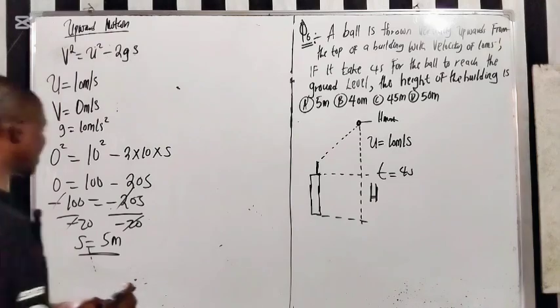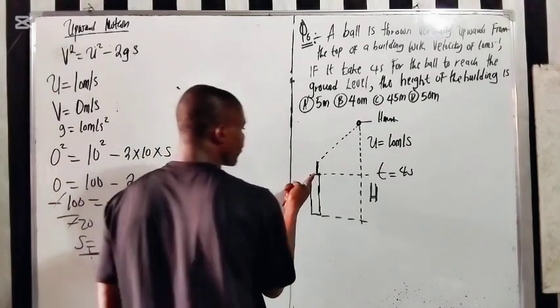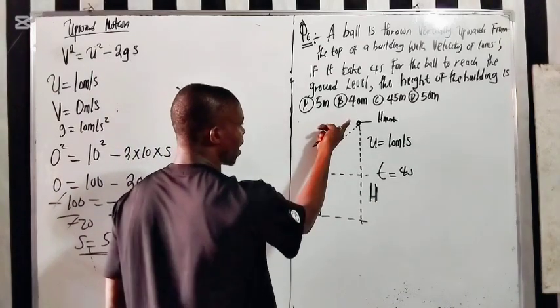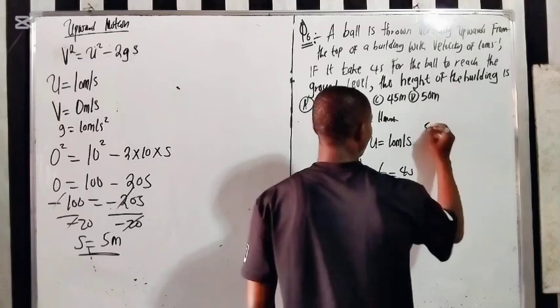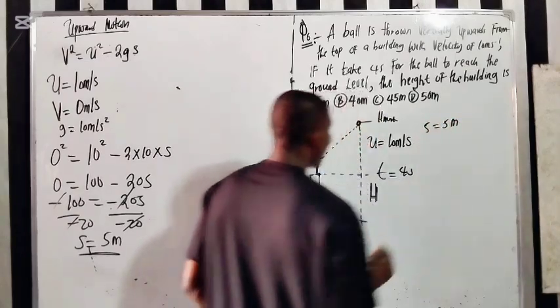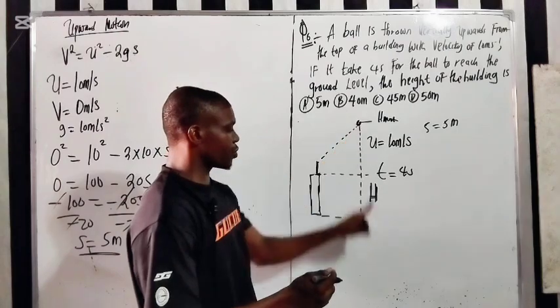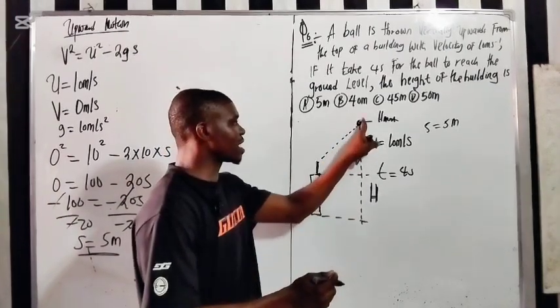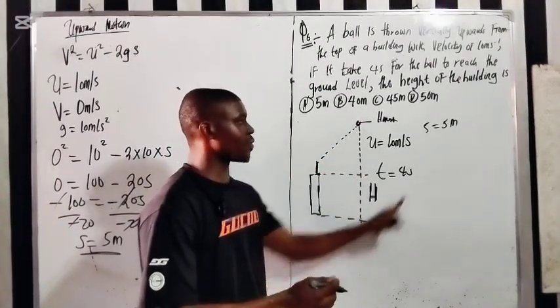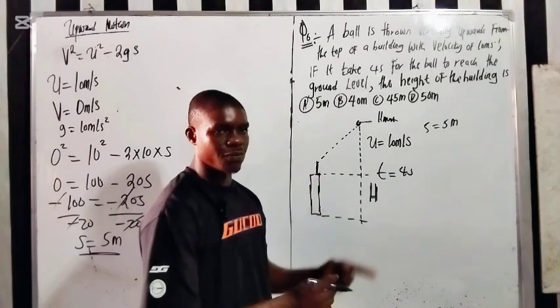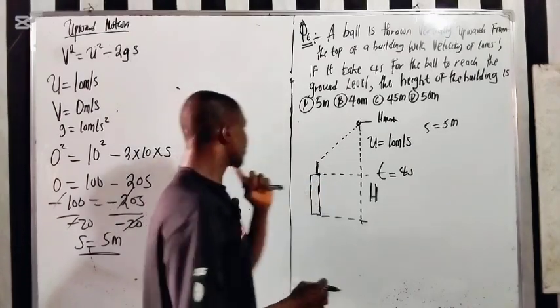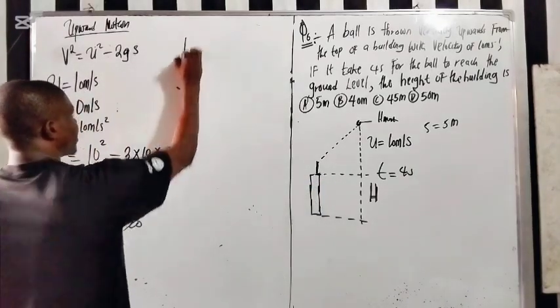So in saying that, the distance from the top of the building to the maximum height is 5 meters. Now let's calculate the distance from here to here. If you calculate the distance from here to here, we subtract it from this one here. That's how we get the height of the building. So we have to use another formula here.